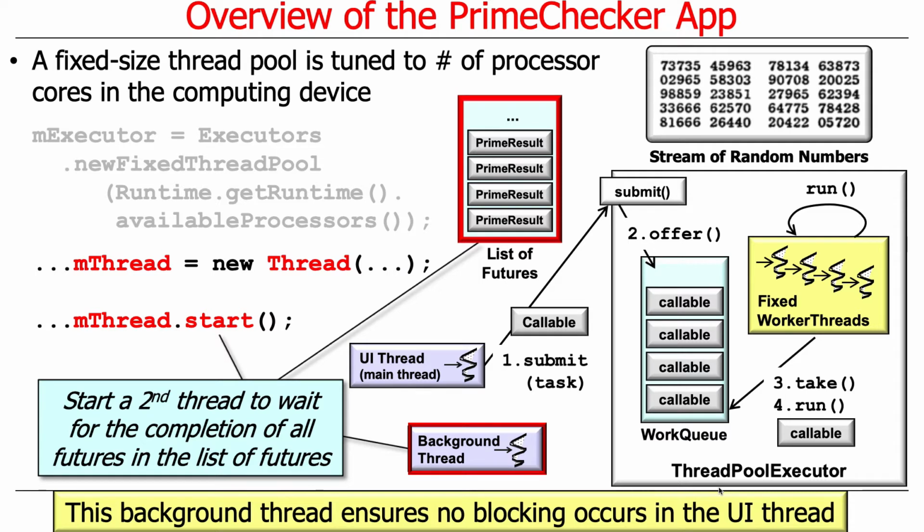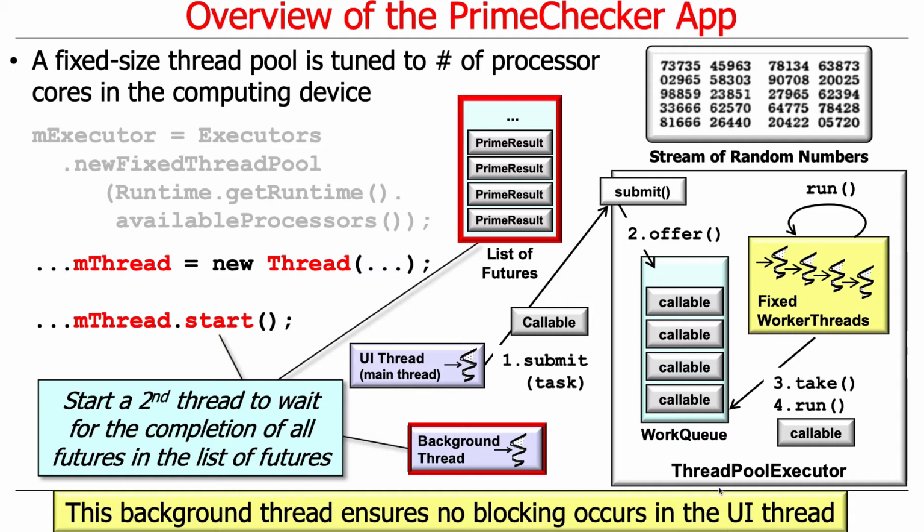This particular approach starts a second thread to wait for the completion of all the futures in the list of threads. And this is similar to your program for your assignment, where there needs to be a way to wait for the futures. Now, you don't actually have to spawn a separate thread in that case. You can if you want to, but I recommend you don't have to. It's doable, but you don't have to do it. But in this case, we have to do it.